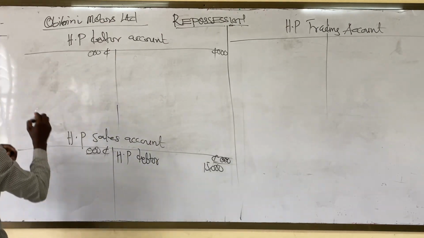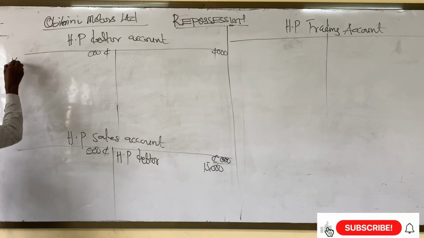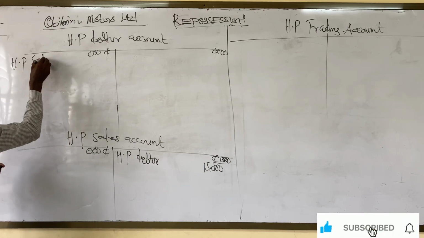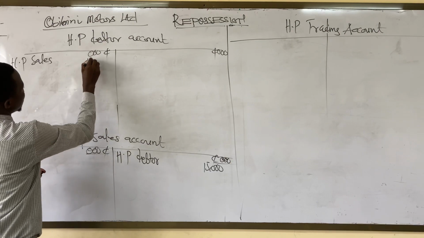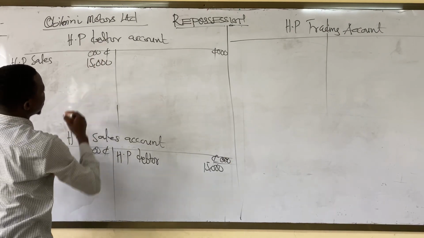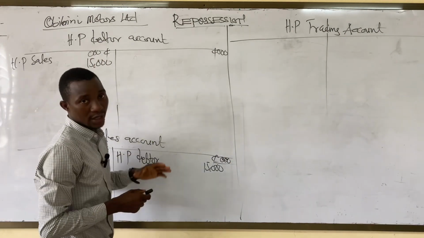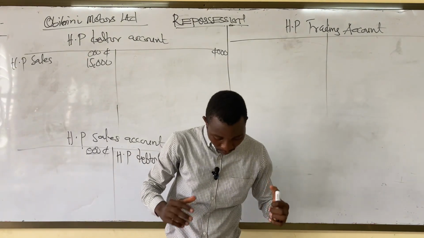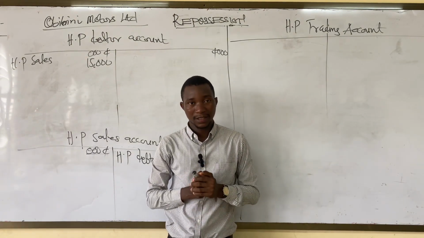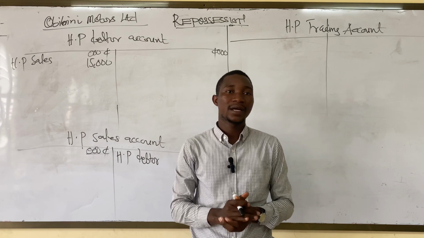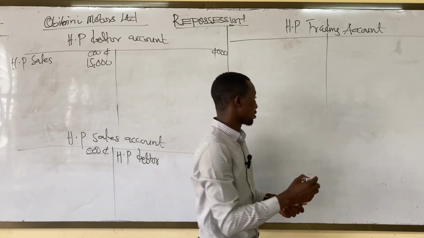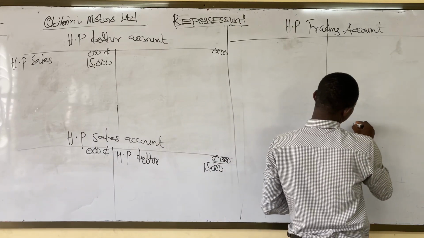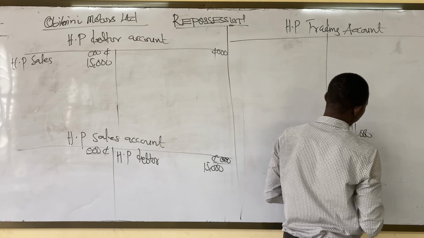So then we debit the hire purchase debtor in the name of HP sales of 15,000. Okay, so we are done with the double entry of the hire purchase selling price. So now let's pass the entry for the deposit and installments. The deposit and installment is an amount of 11,000 cedis.